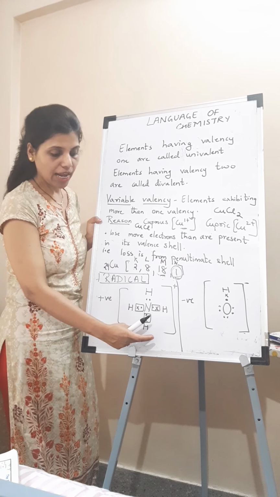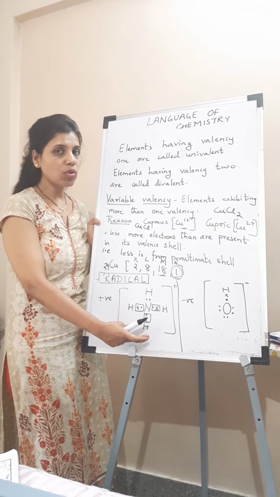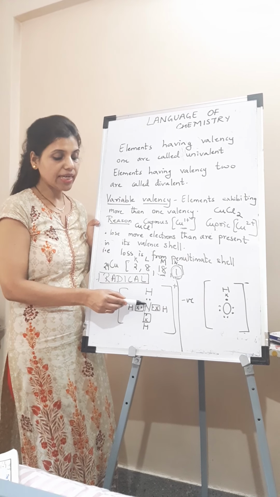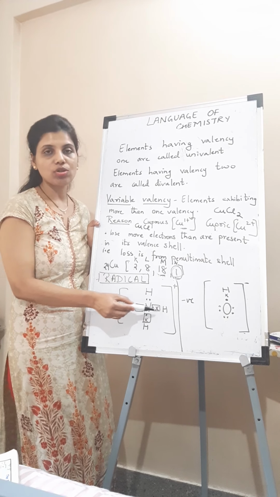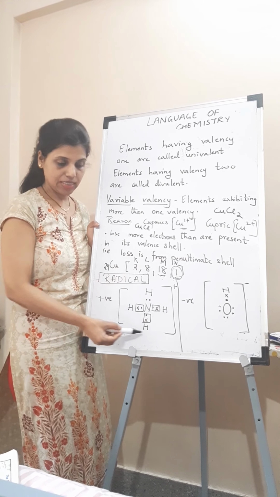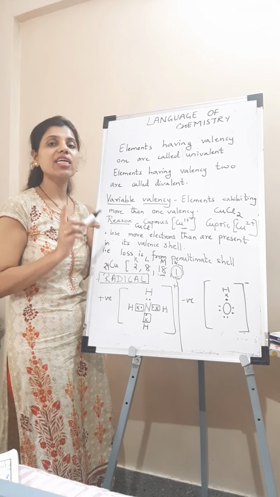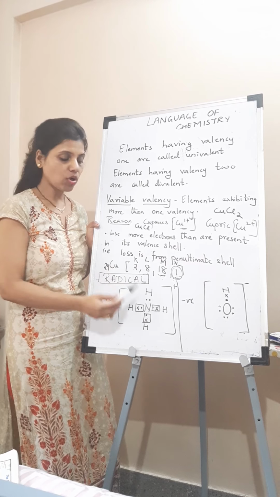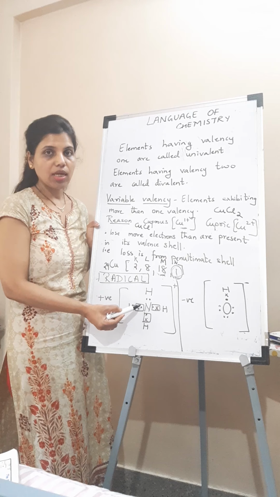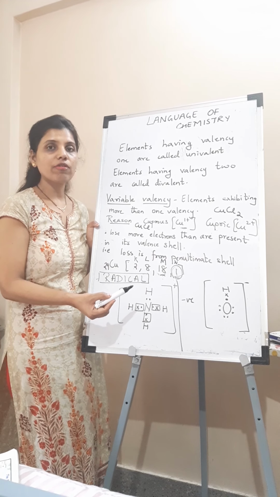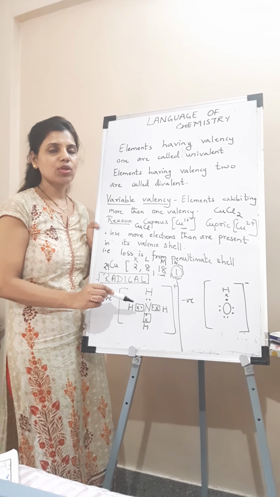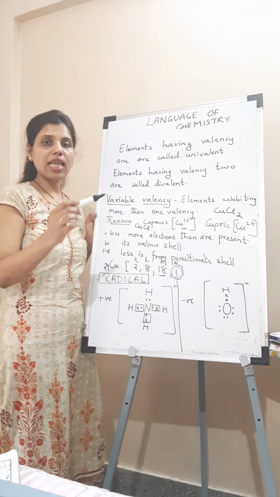So you can see here I have written ammonium. Ammonium is a radical, and in this case along with nitrogen there is hydrogen also present. So there is a group of elements which combine to behave like a single unit. And you can see here the electronic configuration of nitrogen is 2, 5. So it has 5 electrons in the last shell.